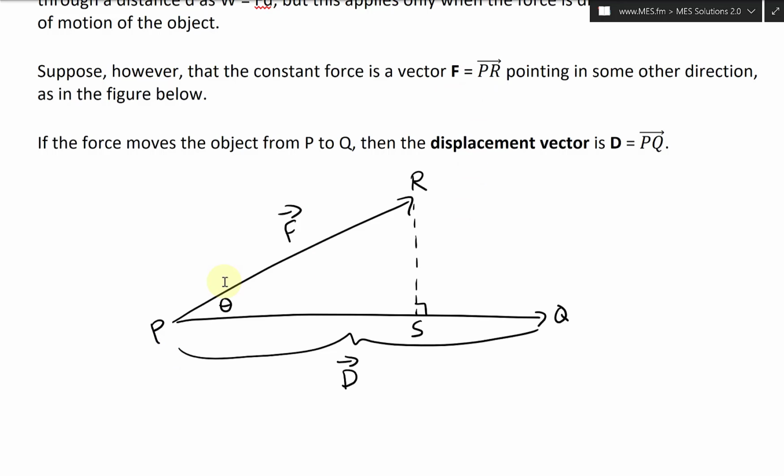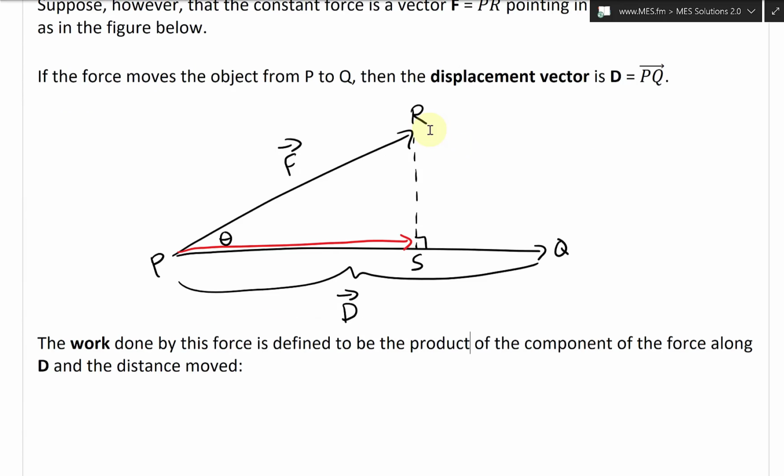So this is the force F, and the displacement from P to Q. But this force is at a different angle. So our net force in the direction along the displacement is going to be this red one. Again, it's a projection of F onto this right here. All right, going further. Now the work done by this force is defined to be the product of the component of the force along D and the distance moved.